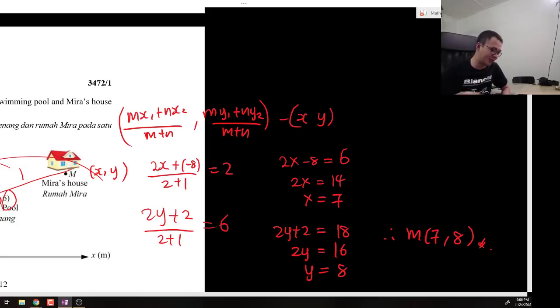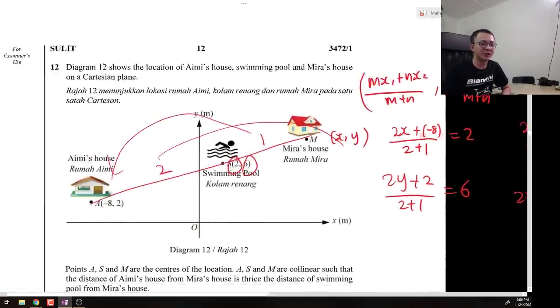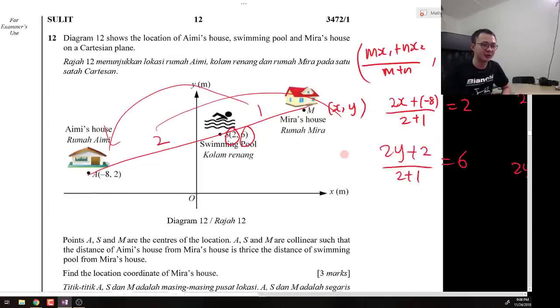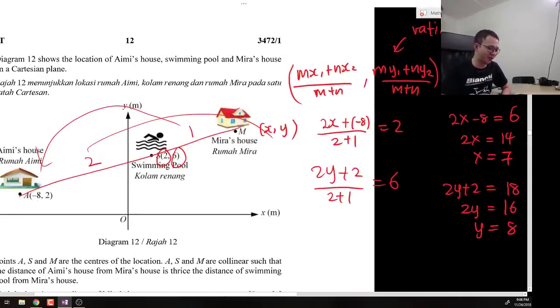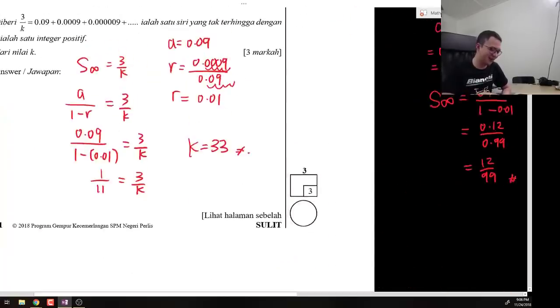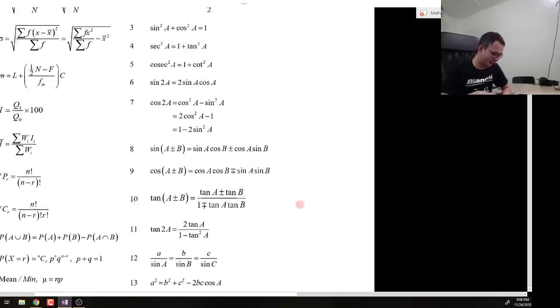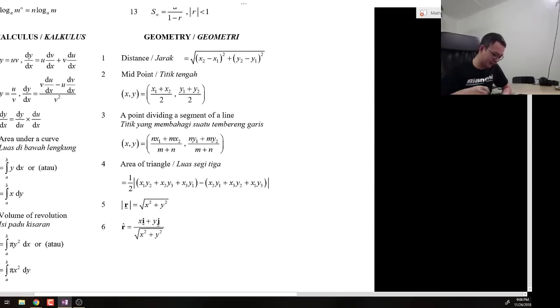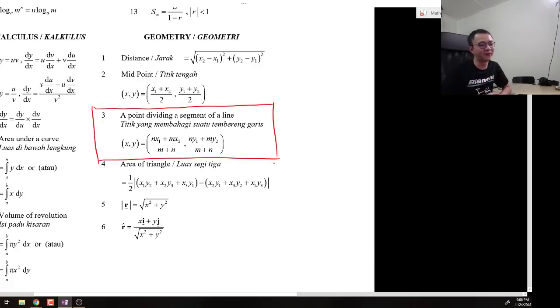This formula is the so-called modified midpoint formula. This is the formula we use for ratio. Actually, it's not really modified. I believe this formula is given. Let me check for you. Coordinate. Yeah, it's not modified. It's this formula. Do you see that? Yeah, the formula is given.